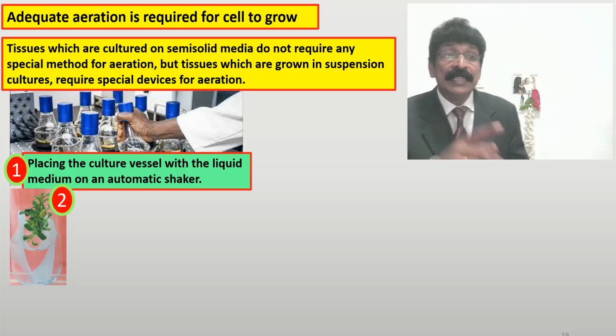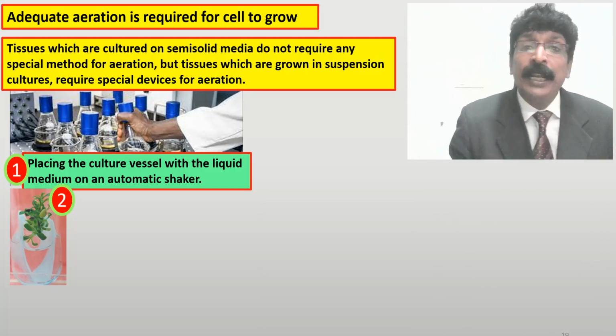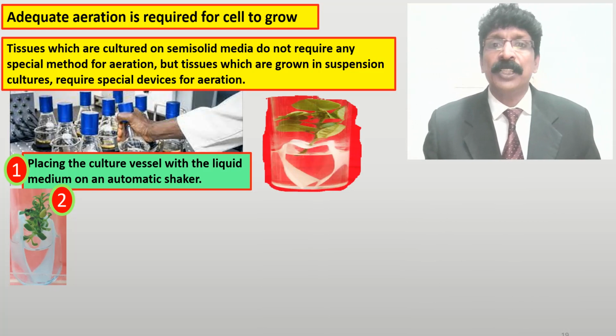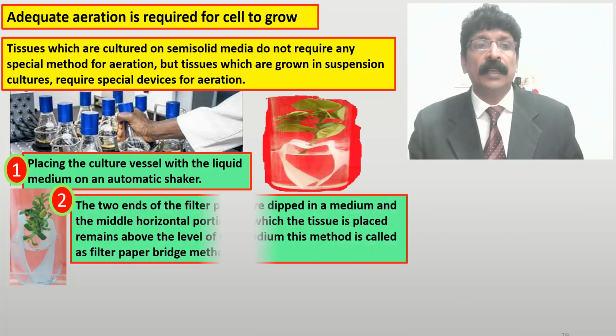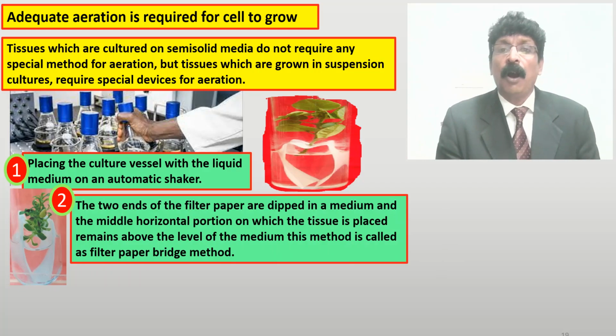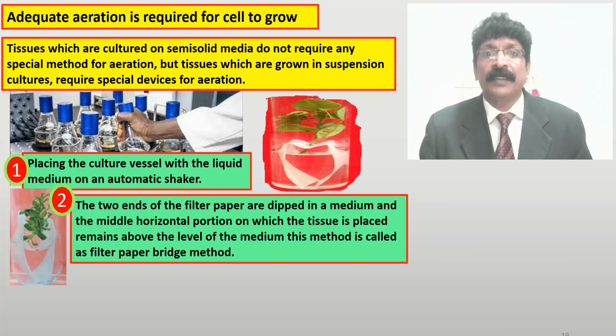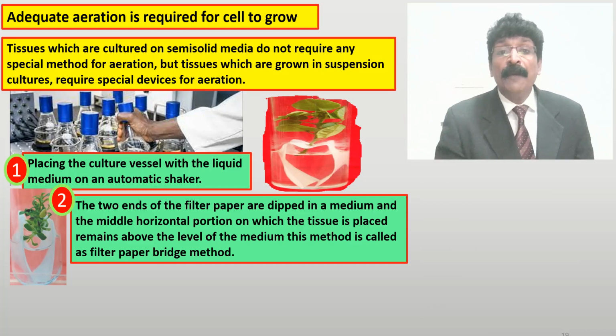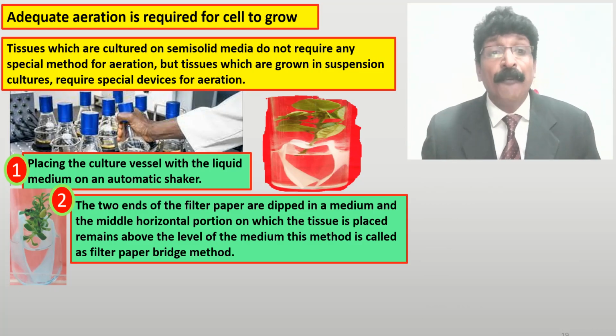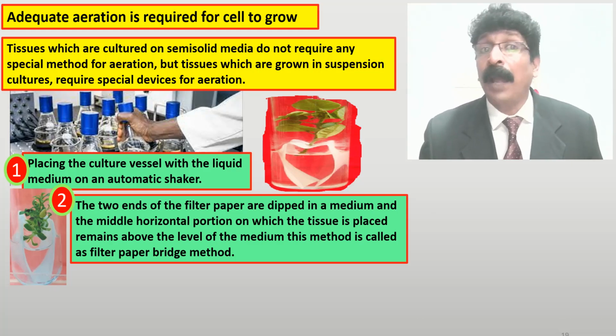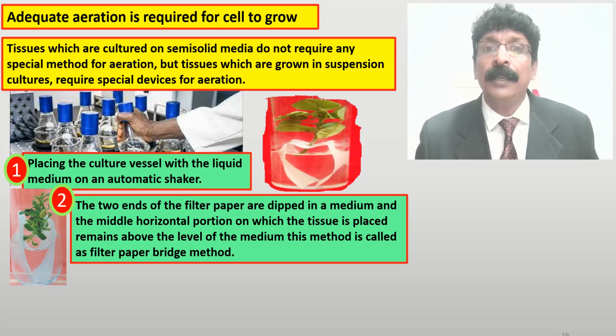Number two, you can see a filter paper surrounding the plant which is grown in a test tube in plant tissue culture. Very clearly you can see in this picture. Here the two ends of the filter paper are dipped in the medium, and the middle horizontal portion on which the tissue, that means the explant, is placed remains above the level of the medium. This method is called the filter paper bridge method. Students should know the filter paper bridge method. It was shown how the filter paper was folded and kept in the medium in a test tube and in a beaker, with a plant after developing also, for the students to understand clearly.